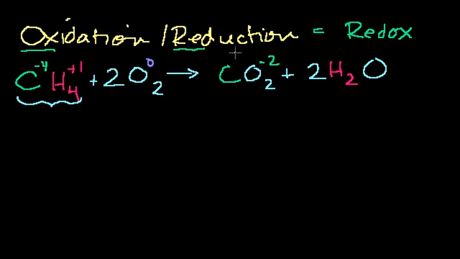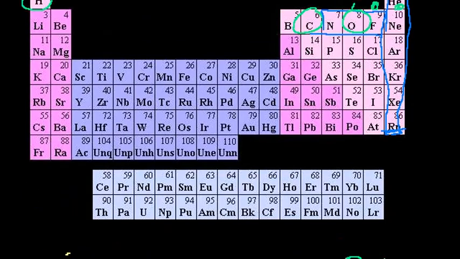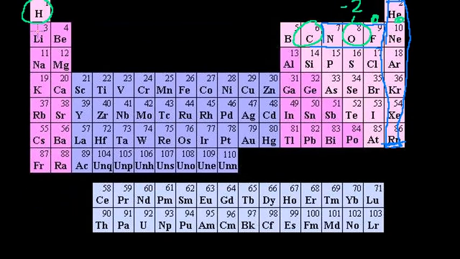So everything has to add up to 0. The oxygens, you have 2 of them, each of them with a -2 oxidation number. So that's -4. So carbon must be +4, which means that it has given up 4 electrons. Right?